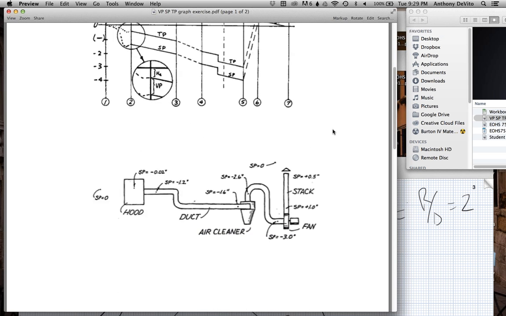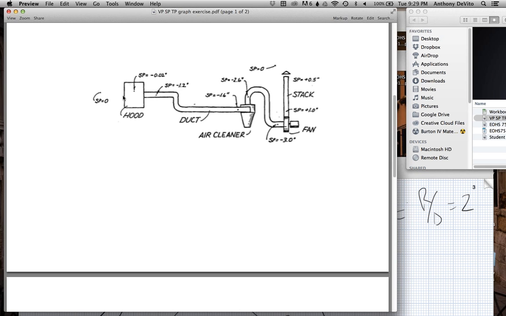Okay, so let's take a look at this. Here's our duct system right here. Here's our hood. Outside the hood, static pressure is 0. At the hood, we have a complex situation. They show it as static pressure negative 0.02 or something like that at some point in the hood, right? But really, the place where we're measuring the performance of this hood is right here. The static pressure for the hood is negative 1.2 inches. We're measuring it right there, a few duct diameters up from the hood.